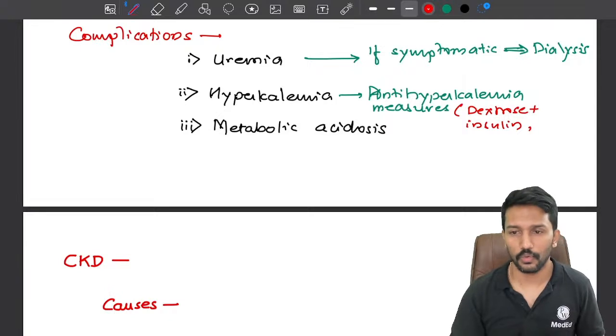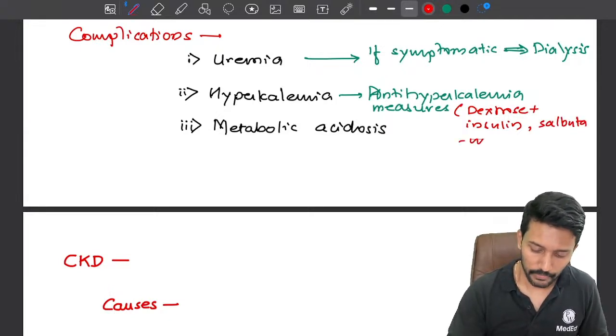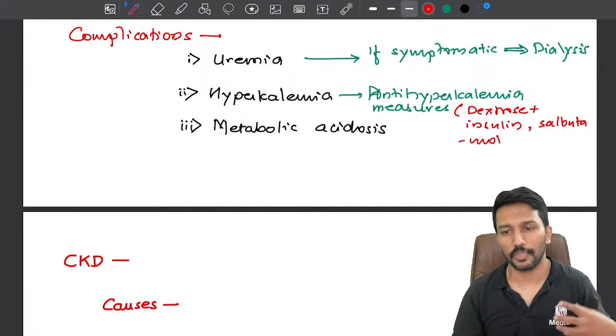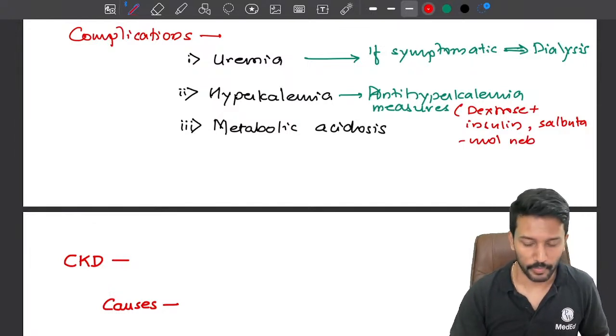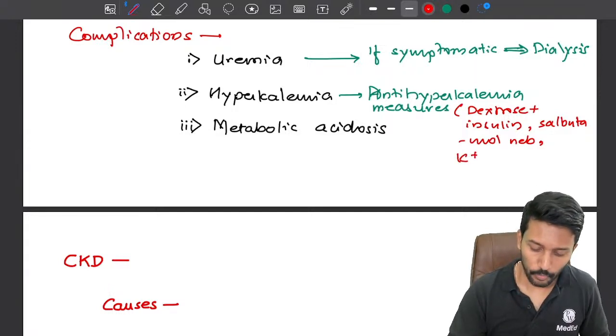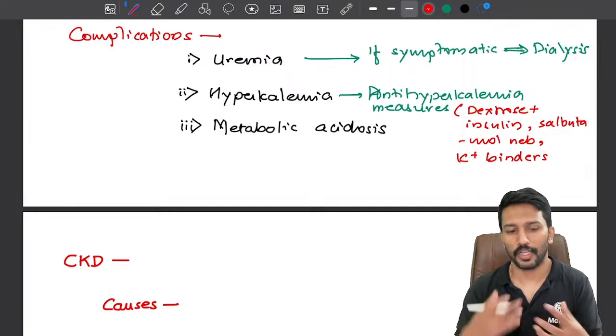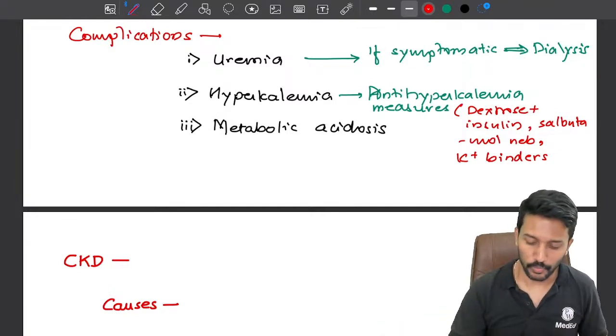What other things can we do? We can give salbutamol nebulization. How will this work? Same as insulin. This will also shift the potassium from extracellular to intracellular environment. So blood potassium level will come down, right? Then we can also give potassium binders, which will bind the potassium in the GIT and help you lose potassium in your gut rather than absorbing it from the gut.